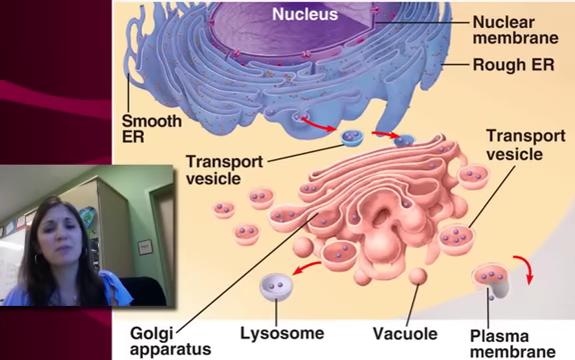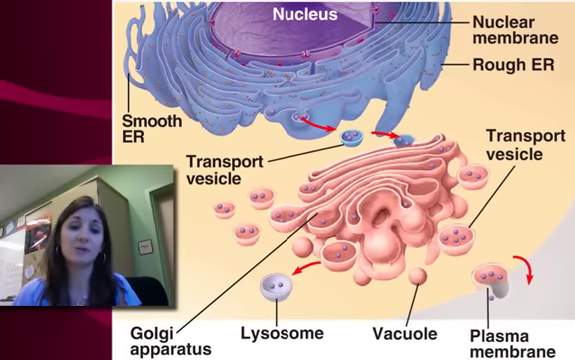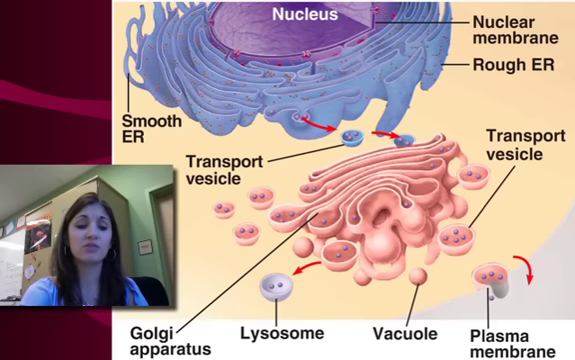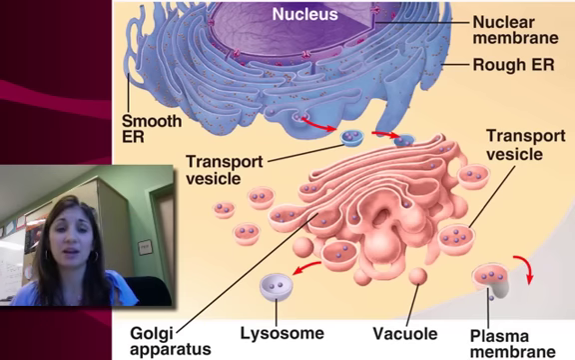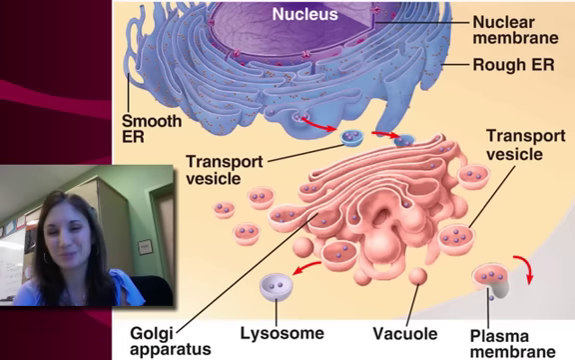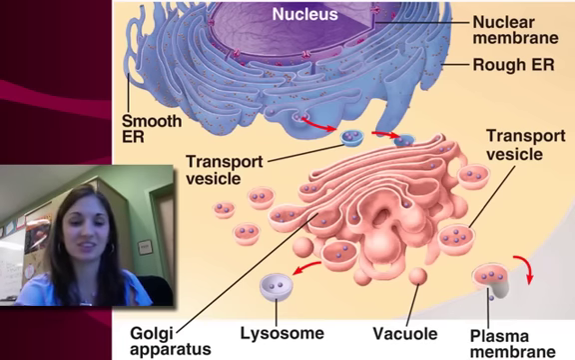So let's wrap up and review here. We've talked about the manufacturing and breakdown within a cell. This all together is known as our endomembrane system. Endomembrane meaning that all of this is happening within the membrane. Let's trace a protein production for a minute and make sure that we have this all straight.